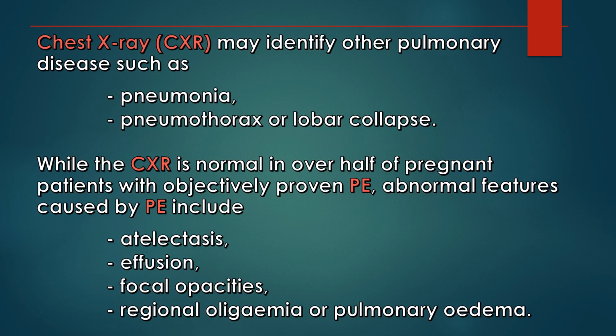Chest X-ray may identify other pulmonary disease such as pneumonia, pneumothorax, or lobar collapse. While the chest X-ray is normal in over half of the pregnant patients with objectively proven pulmonary embolism, abnormal features caused by pulmonary embolism include atelectasis, effusion, focal opacities, regional oligemia, or pulmonary edema.